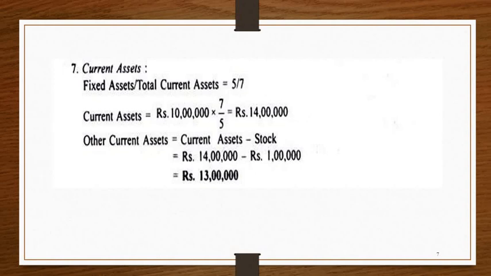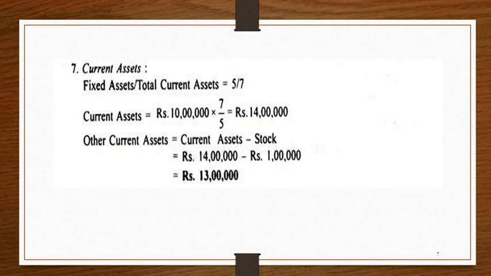Next one, current assets. To find out current assets, they say fixed assets to total current assets 5 by 7. I'm keeping the current assets on the left side only, but I'm transferring the fixed assets to the right side. So fixed assets is 10 lakh into, the position will change, so 5 by 7 will be 7 by 5. So 10 lakh into 7 by 5 is 14 lakh, that is current assets.